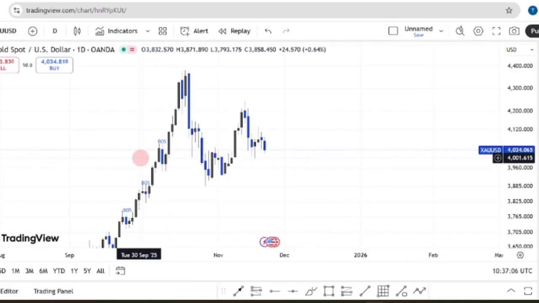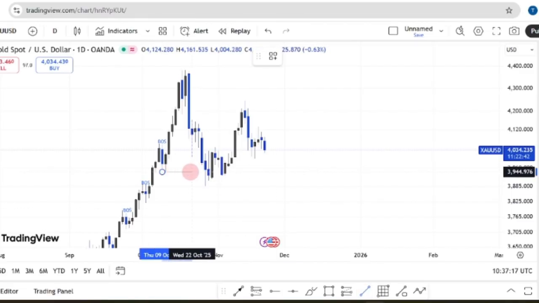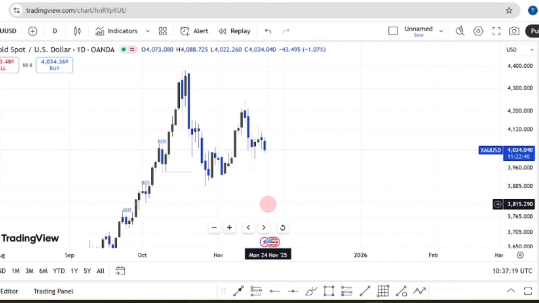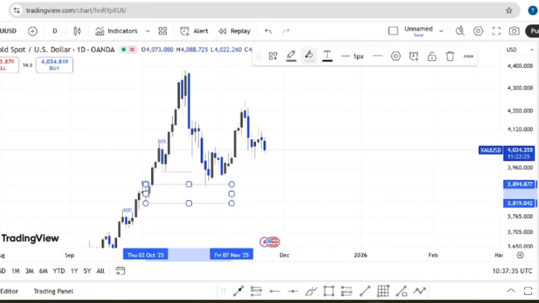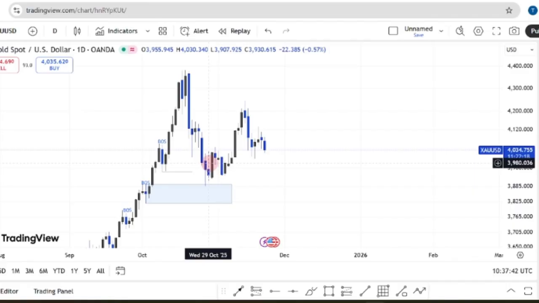Now, looking at this break of structure and this one, you can see that price has already swept liquidity underneath this low. Price has already taken out all of the liquidity we had at that point. Where is the other block we were looking at for price to come back to on the daily time frame? We need to get our order block on the daily time frame first. So on the daily time frame, this is the level we want to see price come back into.